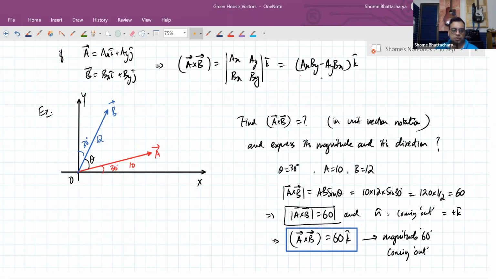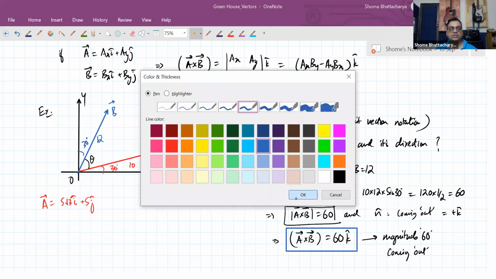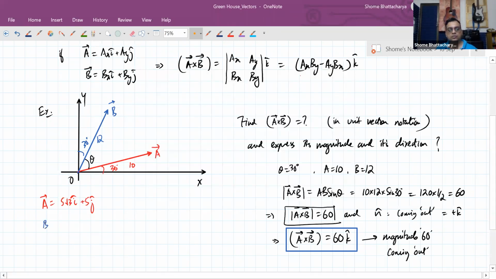Very good. So all of you got this, Kunal, Shweta, Diti, Tej, etc. Now there's another way we can do this question, and that is you can write A and B in component form. A is 10 cos 30, so that is 5 root 3 i cap, plus 10 sine 30, that is 5 j cap. And similarly, the vector B is making an angle of 60 degrees with the x-axis, so B will just become 6 i cap plus 6 root 3 j cap. This is correct. So A cross B we can also calculate from this.